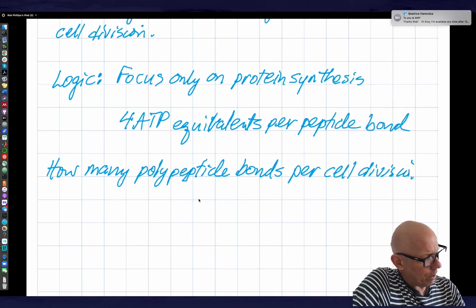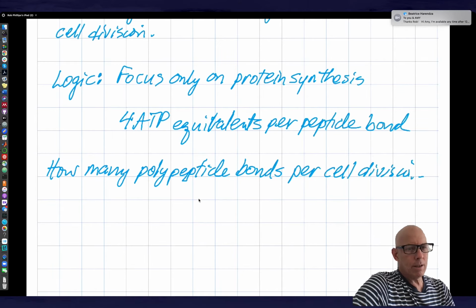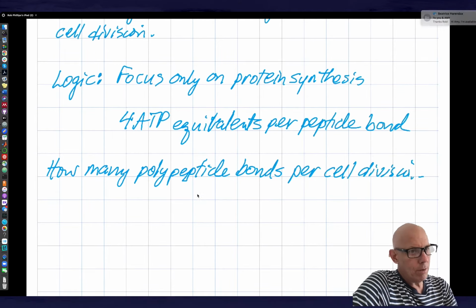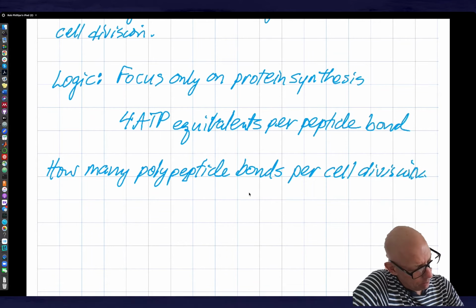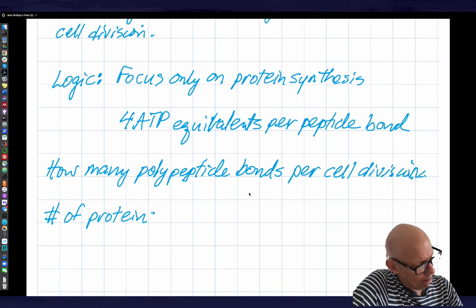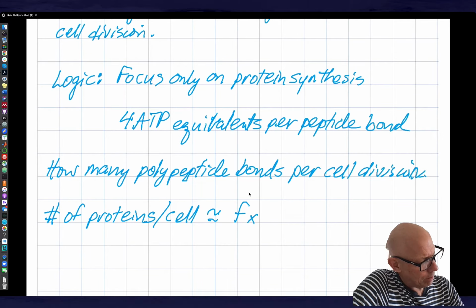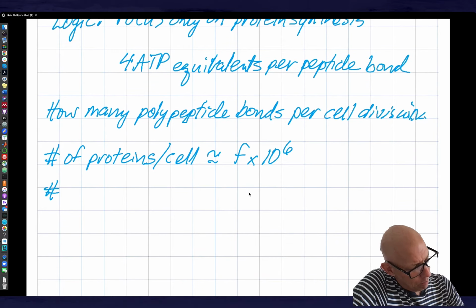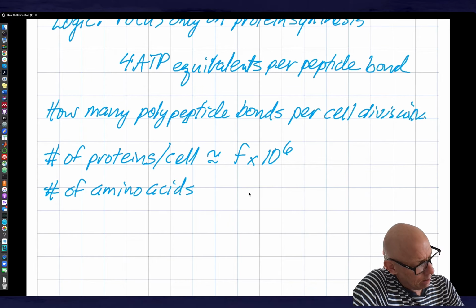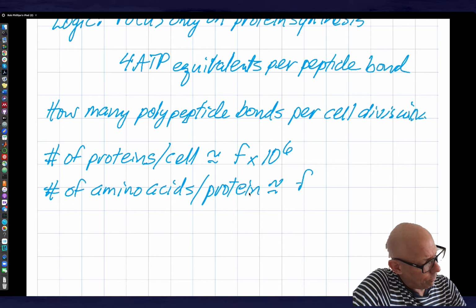The way we're going to attack that is to remember that the number of proteins per cell we said was something like few times 10 to the 6th, and the number of amino acids per protein is of order few times 10 to the 2.